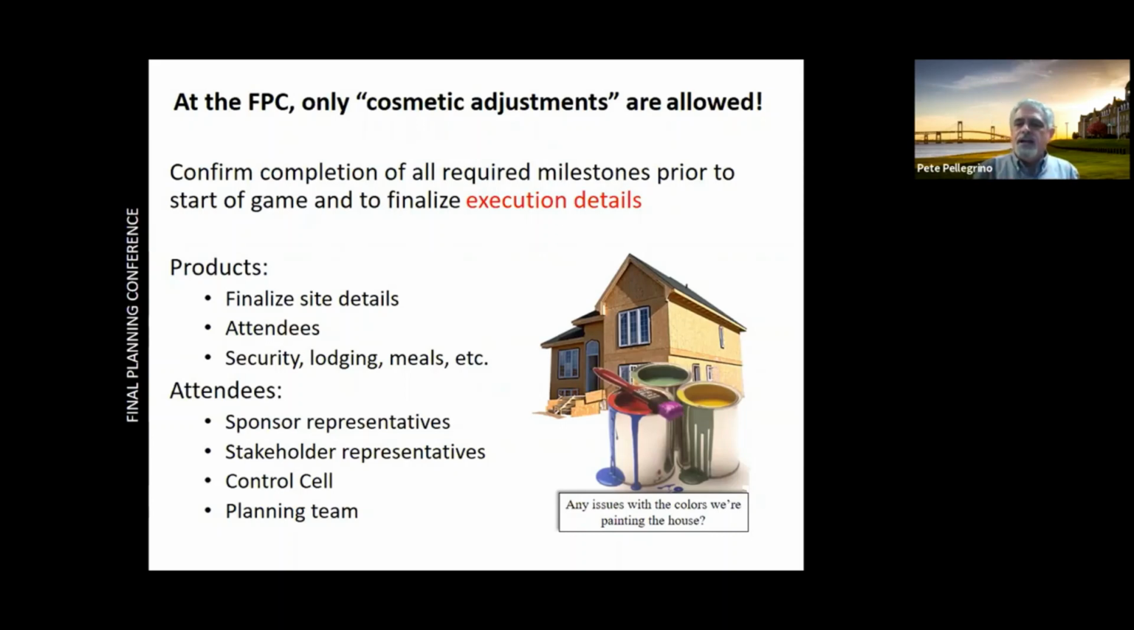So understand that, again, building these expectations for what's going to happen at each of these conferences leading up to the final planning conference can try to mitigate some of those whiplash problems you're going to get out of the sponsor.